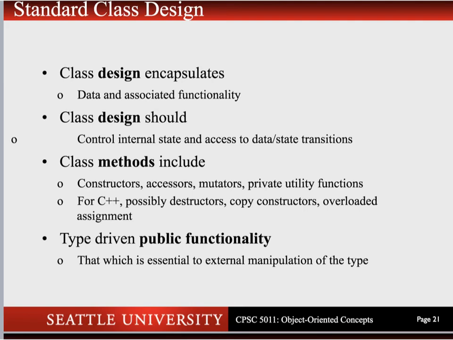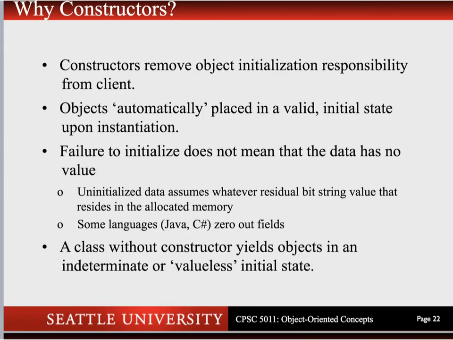The class methods include, in summary, constructors, accessors, mutators, private utility functions, and for C++ may also include destructors, copy constructors, and overloaded assignment operators. These will all again be discussed later on after the midterm when we introduce C++. And type is driven by public functionality, that which is essential to external manipulation of that type.